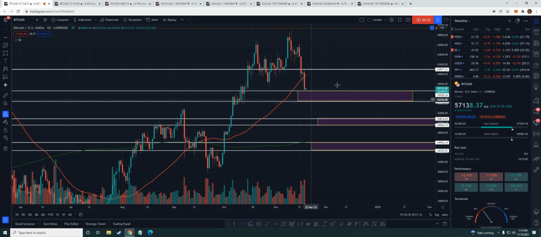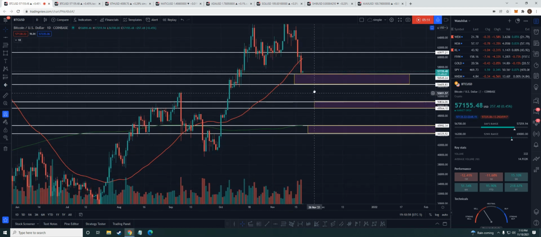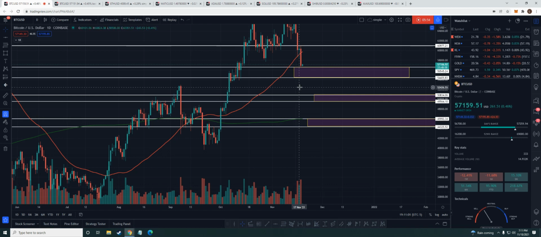Okay, but now we are getting a bounce here. So let's see if this box holds up. Now, here's my boxes that I want to see. I want to see us get a 4-hour candle closing above 61,000. Okay, 62 would be even better. I want to see us hold anywhere from 54 to this 56,500 area. I want to see us hold this area.